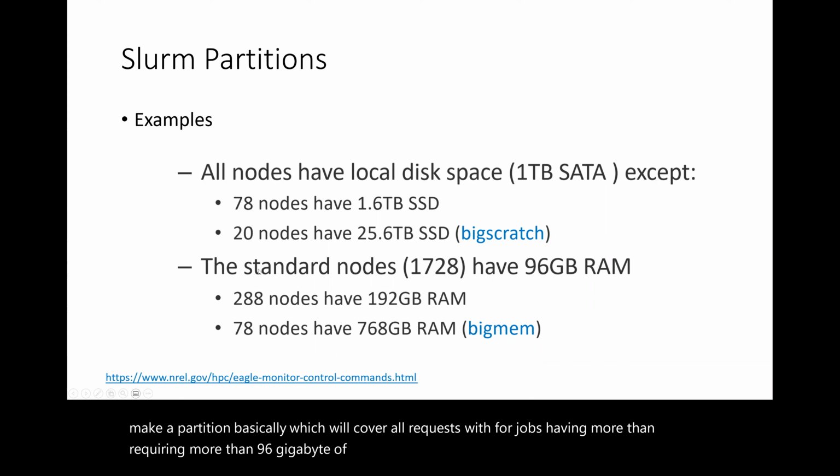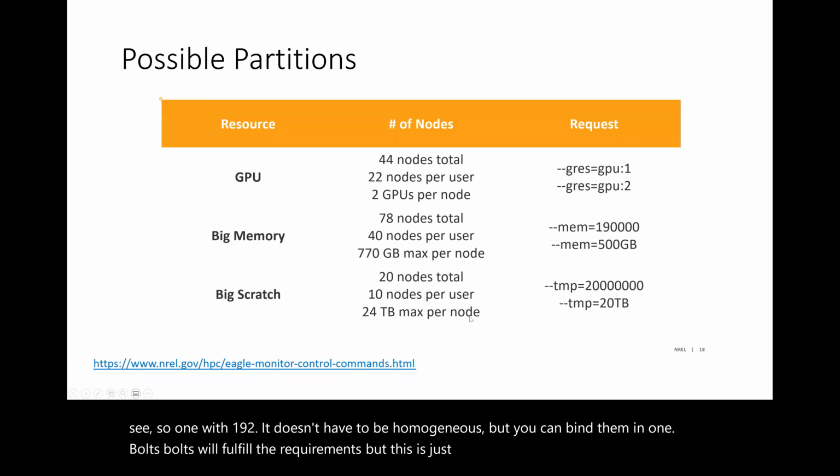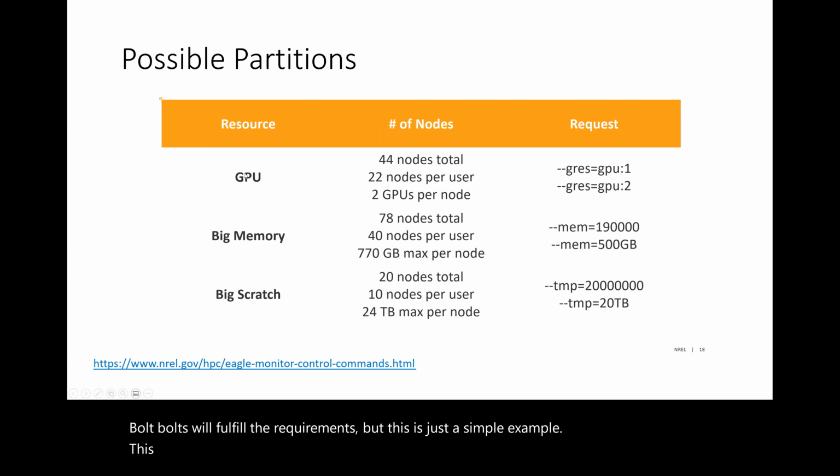And in that you can have 2 clusters, as you see. One with 192. It doesn't have to be homogeneous, but you can bind them in 1 partition, 1 queue. Both will fulfill the requirements. This is just a simple example, and it is extended further. You can have a 3rd one with GPUs.